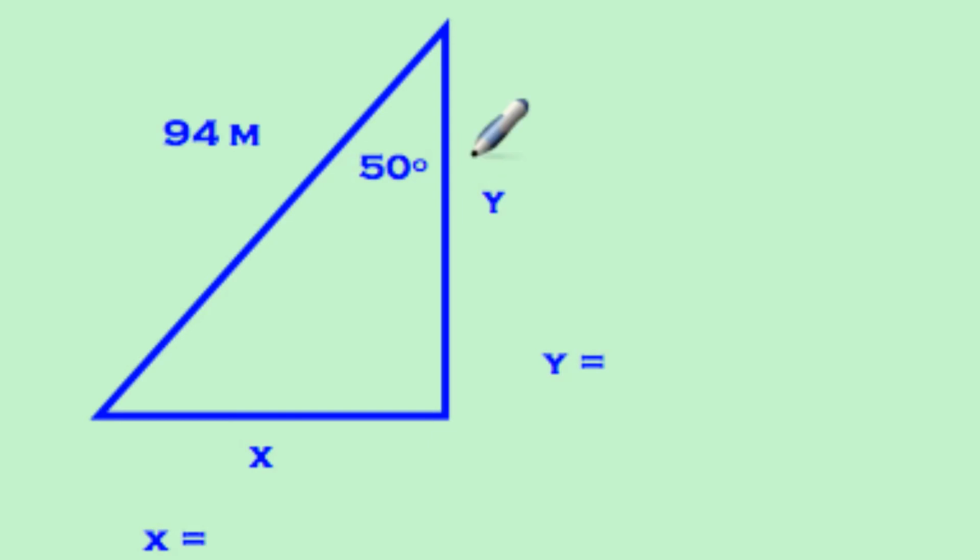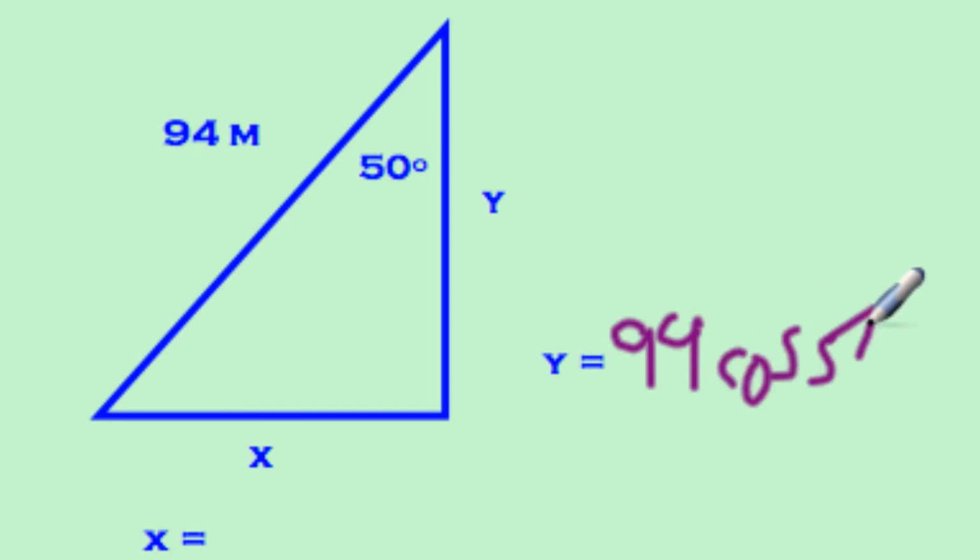Don't get into the habit of thinking that the vertical side is always the opposite or the horizontal side is always the adjacent. Here, the vertical side is right next to or adjacent to the angle. So physics reflex, we're going to take the hypotenuse, which is 94, times the cosine of the angle, which is cosine 50 degrees. And we should put some units there. And that's going to be equal to 60.4 meters.